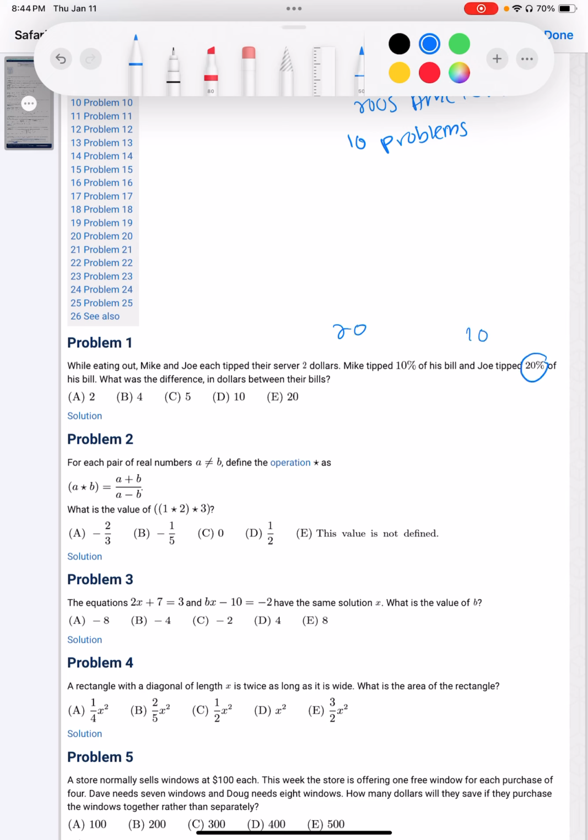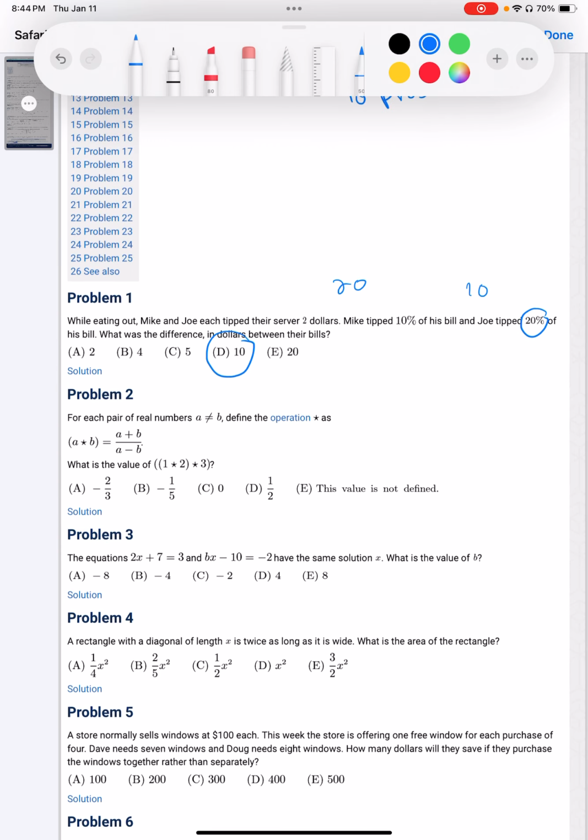So, $2, 10% means multiplied by 10, so we get 20. If 20% is multiplied by 5, we get 100%, so multiplied by 5, we get 10. 20 minus 10 is 10, so it's D.